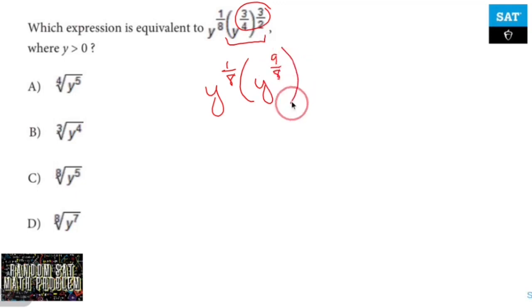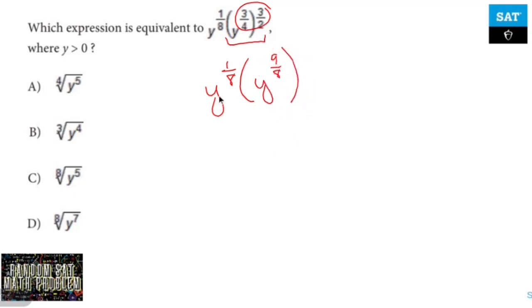Which expression is equivalent to y to the 1/8 times y to the 3/4 to the 3/2? So this is what I have to do. Let's do that guy first. Okay, this is saying something times something to the something. You always deal with the exponent first. When you have an exponent in parentheses to another exponent, you multiply exponents. So I have y to the 1/8 still lingering there. You multiply these numbers. 3 times 3 is 9. Multiply the numerators. And 4 times 2 is 8. So there you have it.